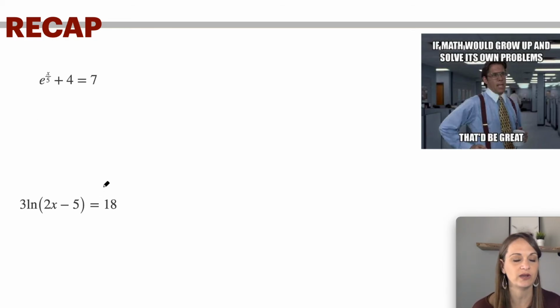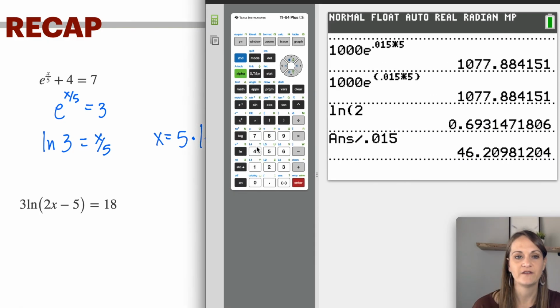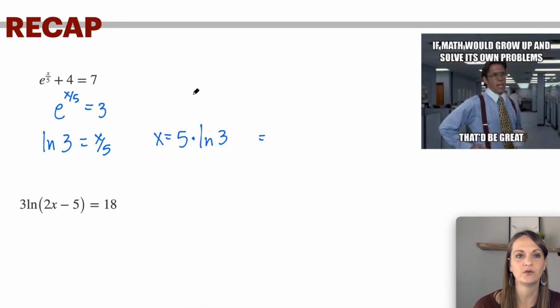We're going to solve these two equations. So I want you to pause the video, attempt these problems, and then resume when you're ready to see the answers. So to solve for x, I first need to subtract 4. So we'll get e to the x divided by 5 equals 3. Now, how do you get rid of e? That means you take the natural log of the other side. So natural log of 3 is going to give me my exponent. So now, to solve for x, I'm going to multiply both sides by 5. So my answer is going to be 5 times the natural log of 3, which is 5.49.